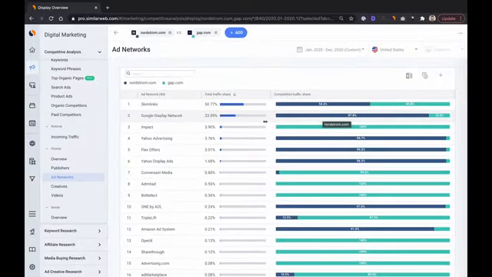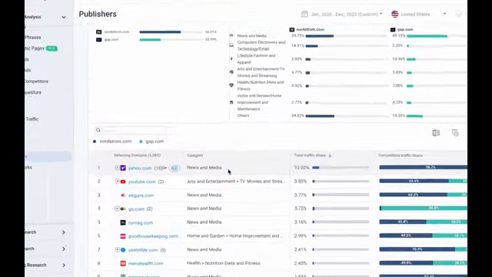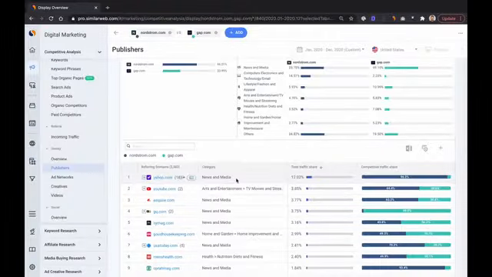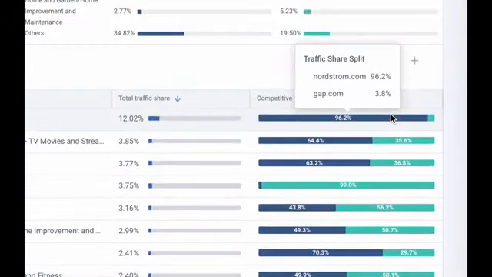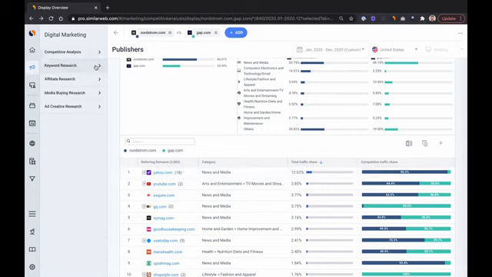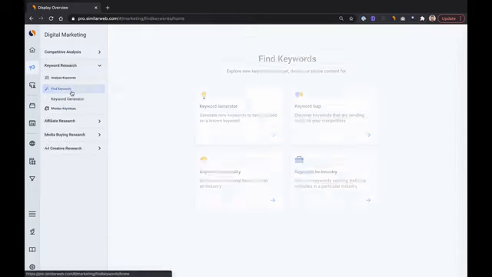Let's also look at the specific publishers. Looks like 12% of the display traffic came from display ads placed on Yahoo, where again, Nordstrom dominated in the share. Another place we could focus. We offer similar visibility into every channel, so let's look at just one more, organic search.